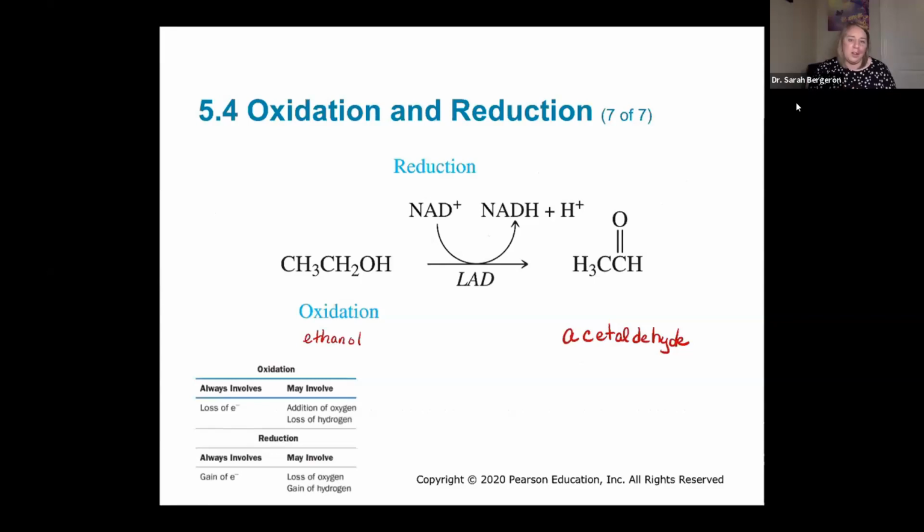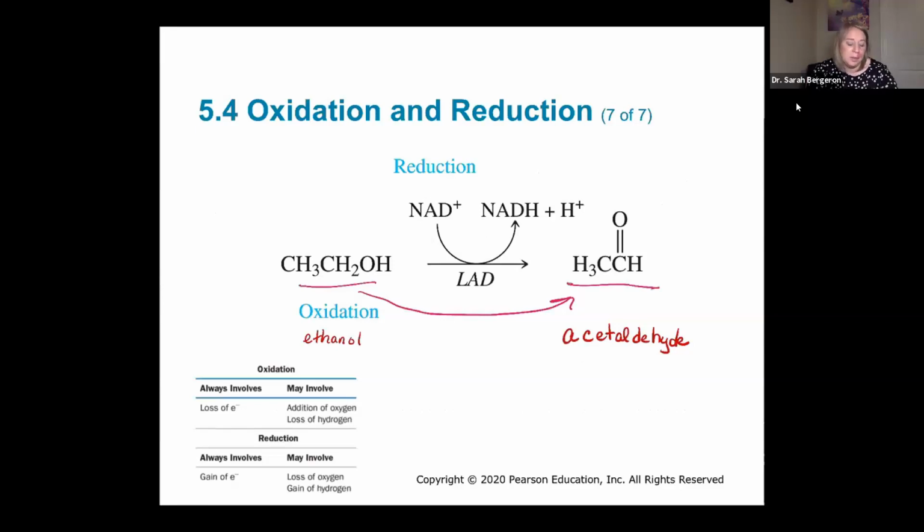So here's our example. We have our ethanol, CH3CH2OH, right? The ethanol is an alcohol, so we call it ethanol. And so how do we know that oxidation is happening when you go from ethanol to acetaldehyde? Well, let's look and see what happens.